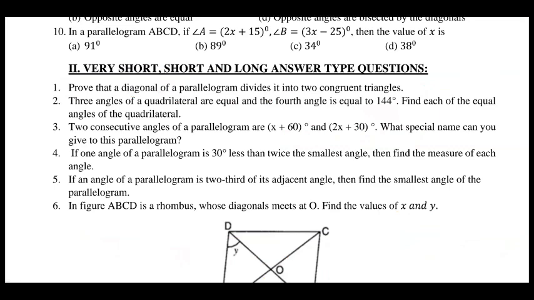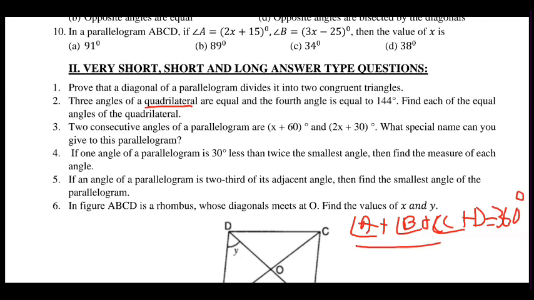There is a question. Three angles of a quadrilateral are equal and the fourth angle is equal to 144 degrees. Find each of the equal angles in the quadrilateral. How will you find this, beta? Three angles of a quadrilateral are equal. Total angles: angle A plus angle B plus angle C plus angle D in a quadrilateral are equal to what? 360 degrees, right? Sum of all angles is equal to 360.